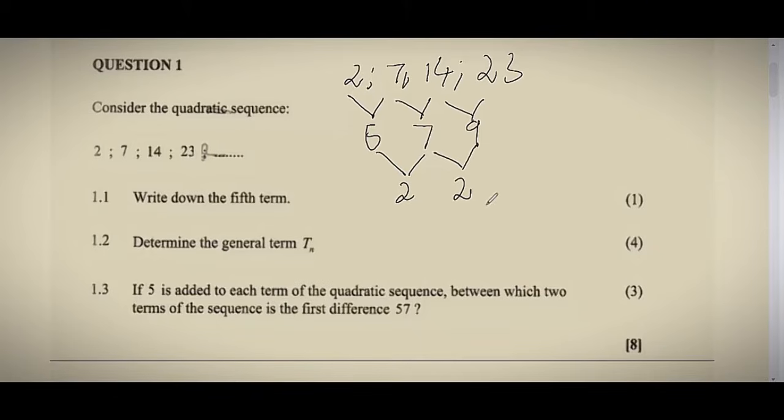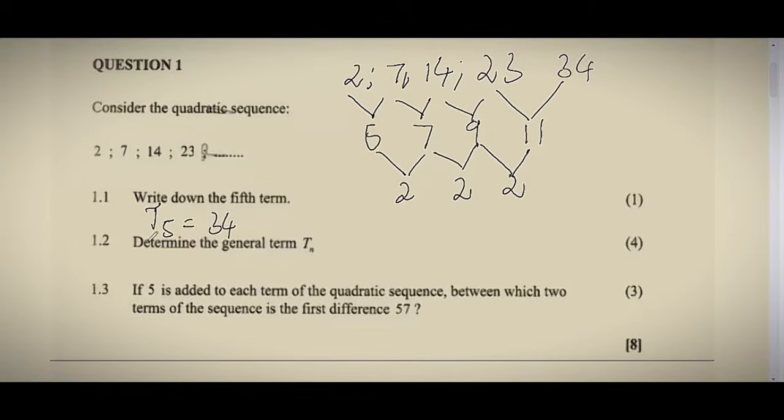Right, now to write the fifth term, all you have to do is put in 2 there because it's consistent, and then 9 plus 2 will give us 11. Now what must we do? We must add this 11 with the 23, then 23 plus 11 is going to give us 34. So just like that, you have found your fifth term. That means T5 is equal to 34.